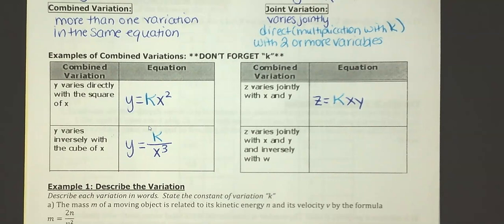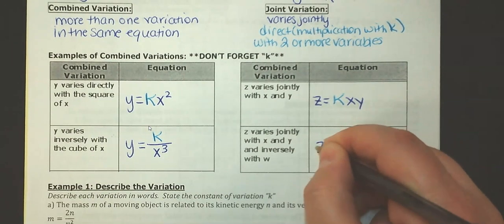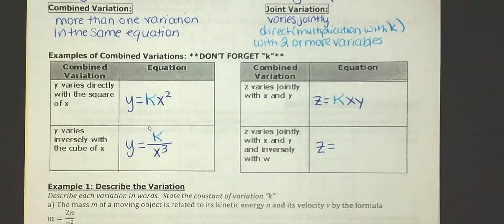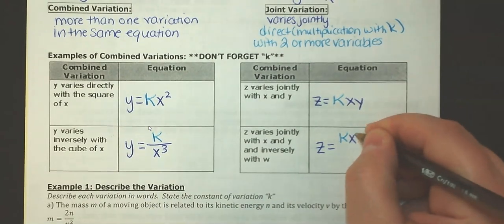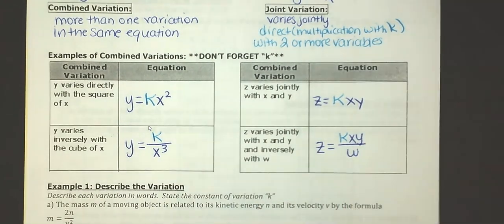And I got one more. See if you guys can, this one's the most complicated. See if you can figure this out. So it says Z varies jointly with X and Y and inversely with W. How would I set up the other side of that equation? If I'm going to go jointly with X and Y and then inversely with W. Perfect, perfect. Okay, so I'm just going to do KXY on the top, and then you just put W on the bottom. Perfect.